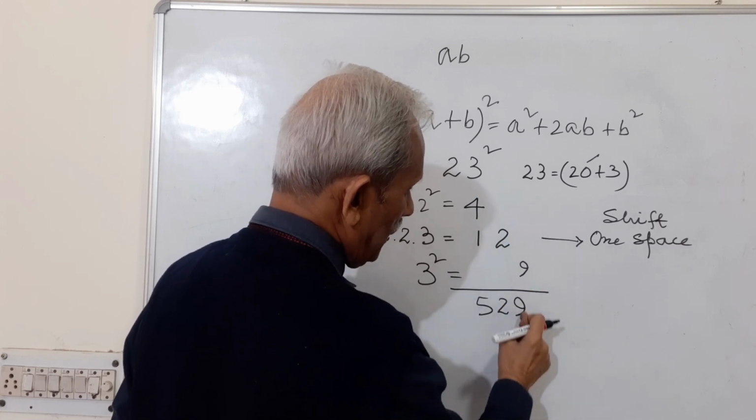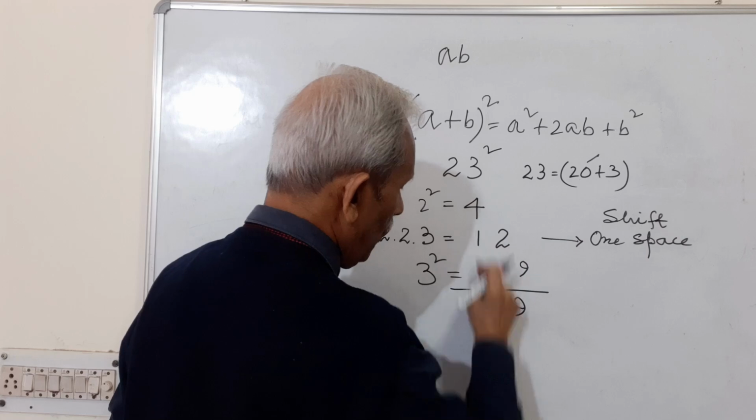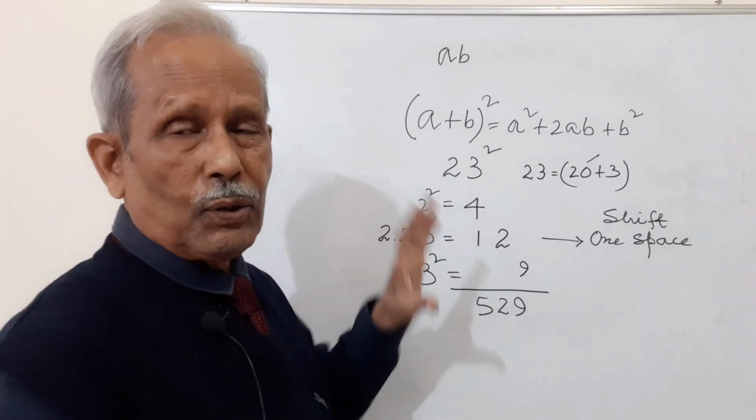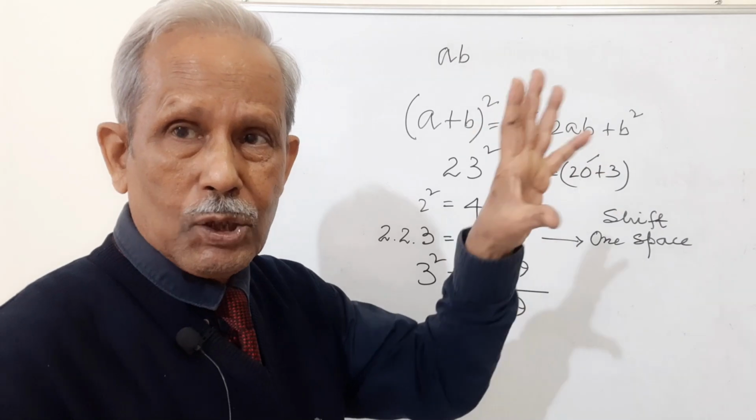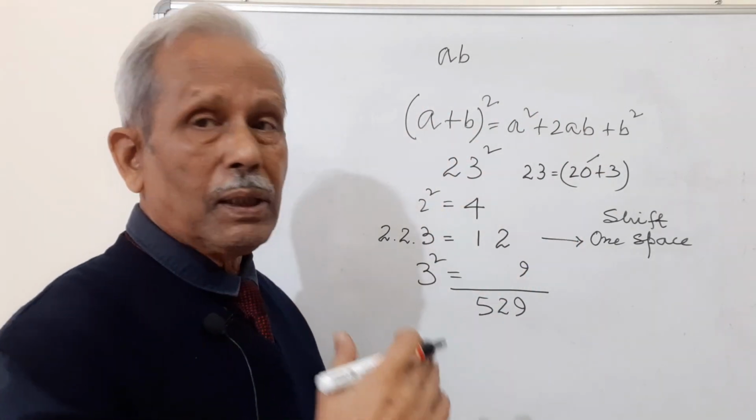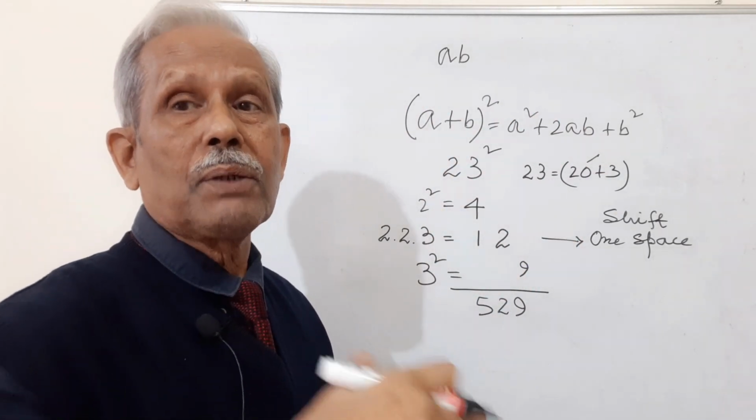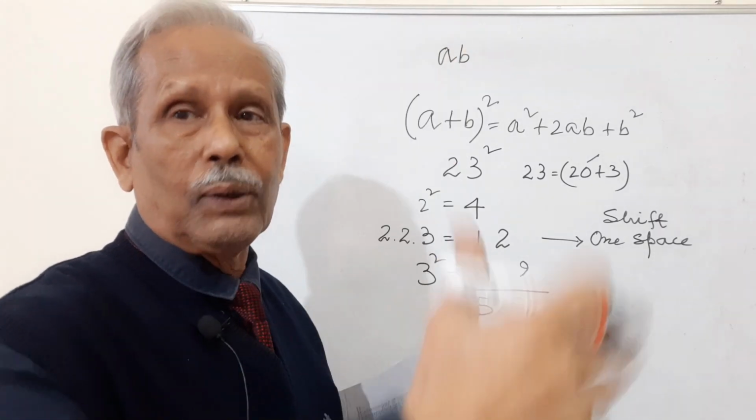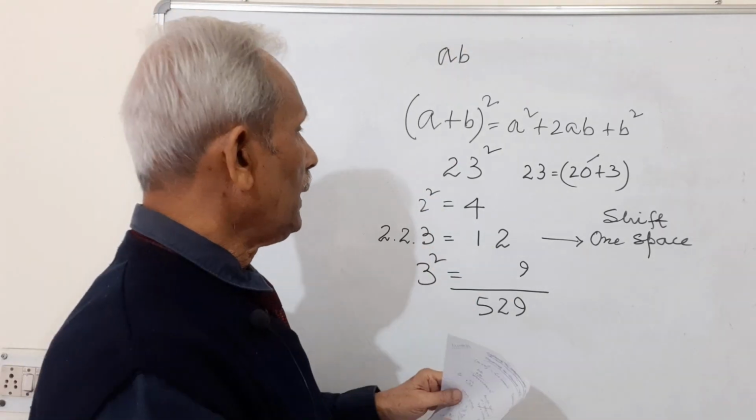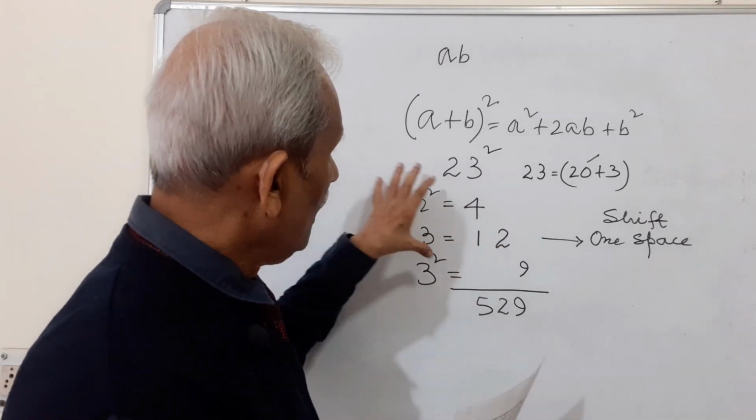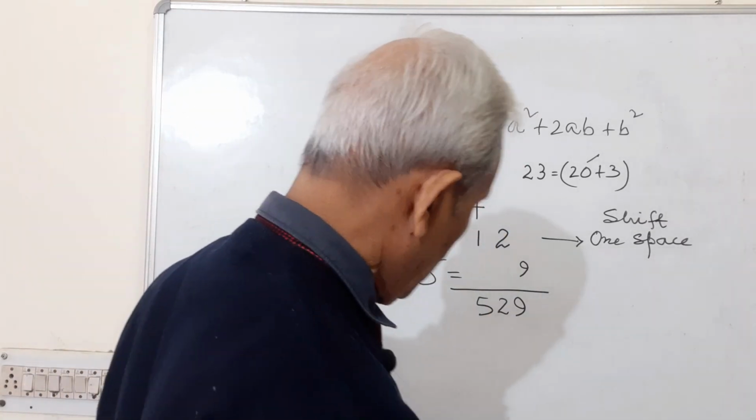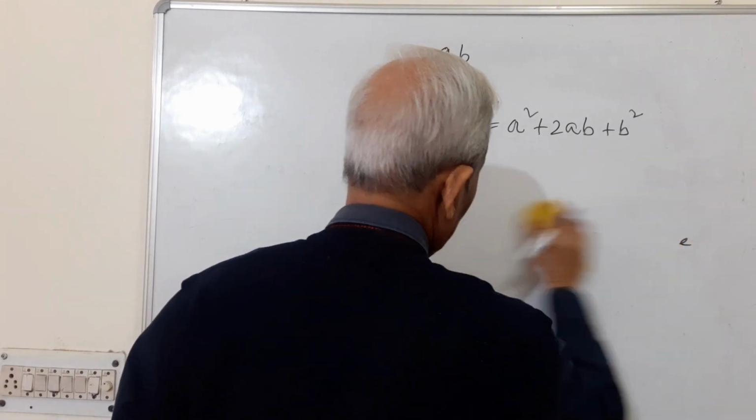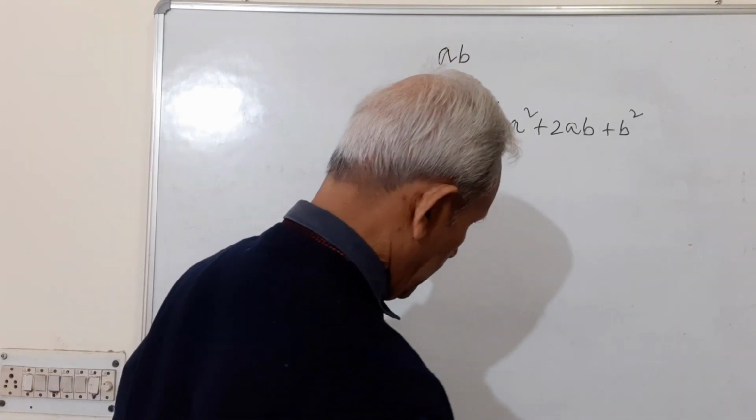Now we add it column-wise: 9, 2, 4 plus 1, 5, 29, and that is the square of the number 23. So instead of doing 20 plus 3 whole square, you may get 65 square. Again you have to multiply 60 square, then 2 into 60 into 5. Rather than doing it, we can do this by this method very easily. I will show you other examples where it will become clear to you if it's not yet.